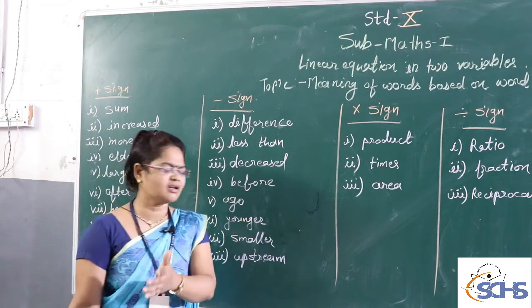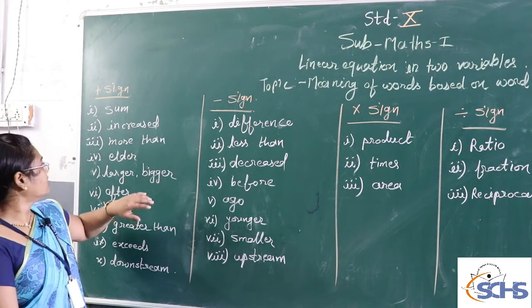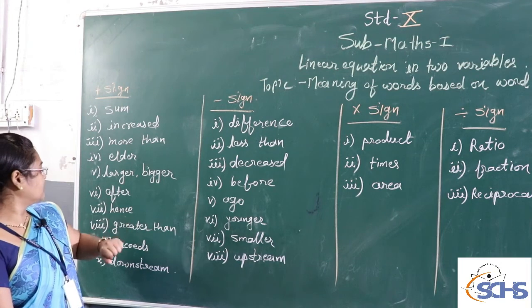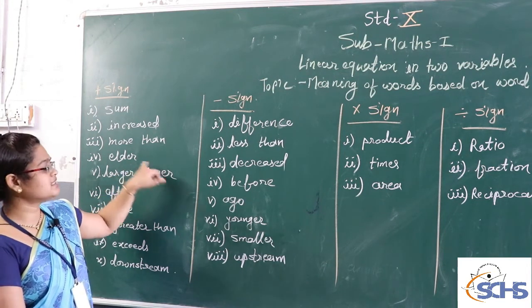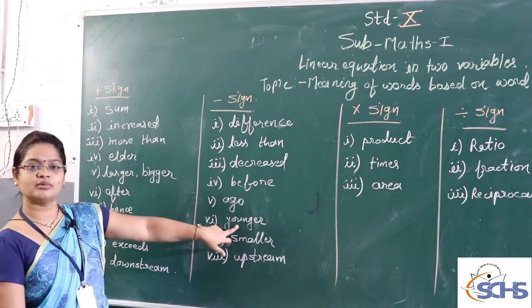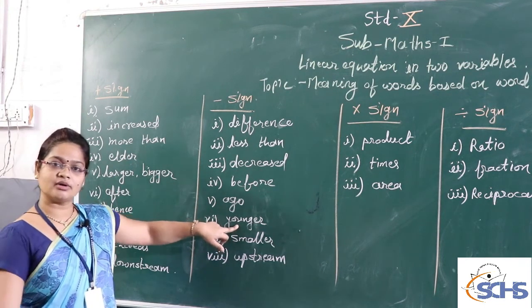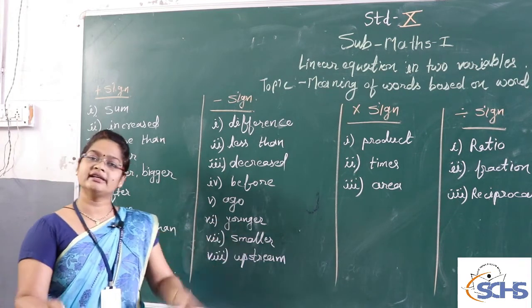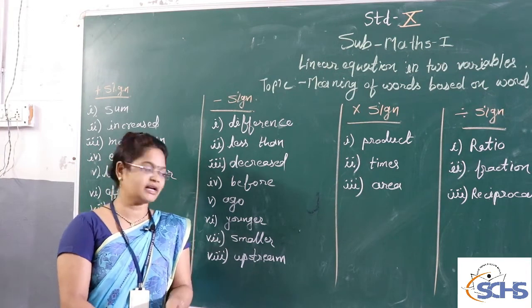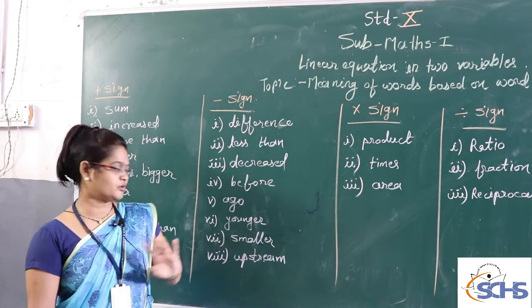And you can also remember the opposite. Whenever elder is given, in that case we use plus sign. So elder and younger are opposite of each other. Whenever younger is given, you have to use minus sign. Smaller and greater. In case of greater we use plus sign, so in case of smaller we will use minus sign. Likewise you have to remember.